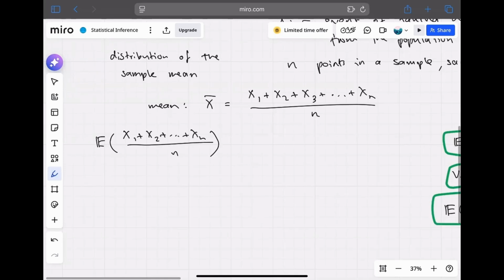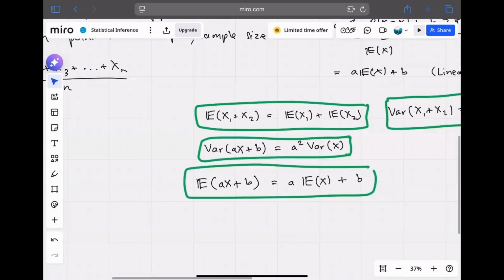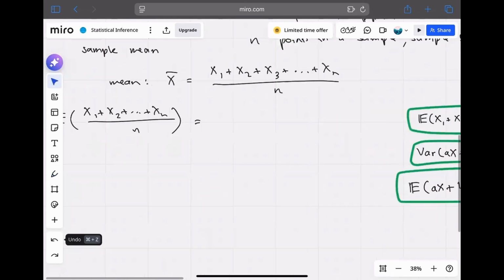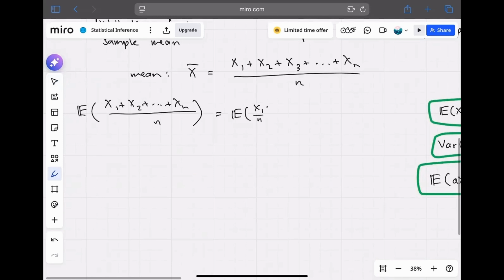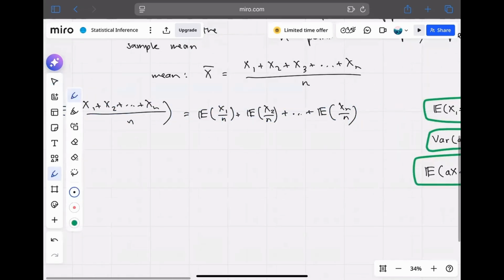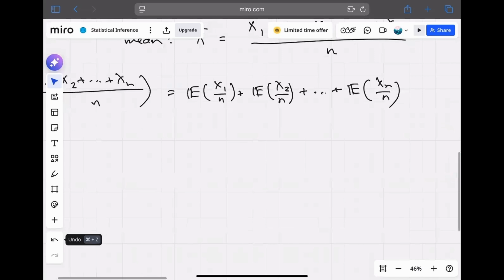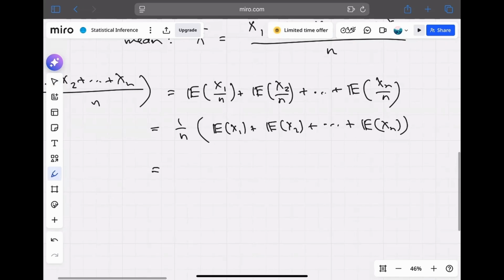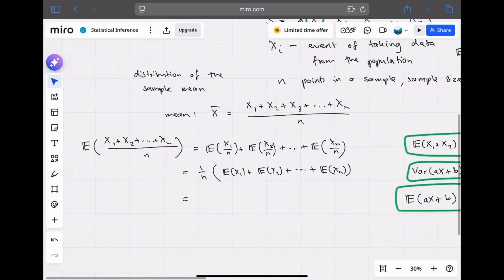What is the mean of this distribution of sample means? As we discussed earlier, we can split any sum of random variables. So we can go E of X1 on n plus E of X2 on n, all the way down to E of Xn on n. We notice that there is an n in each of these expectations, so we can factor out an n from all of them. Right. Now we ask ourselves, what is the expected value or the mean of each of these?